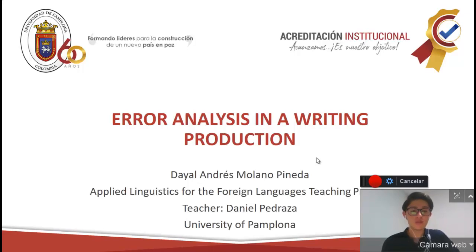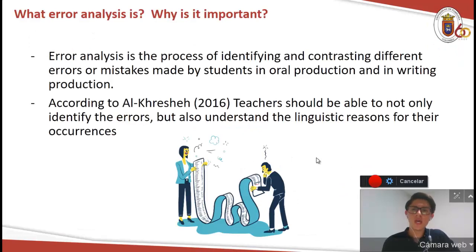I'm a foreign language student at the University of Pamplona, and today I'm going to talk a little bit about error analysis in writing production. First of all, we must define what error analysis is and why it is important. Error analysis is the process of identifying and addressing different errors or mistakes. That gives the teacher the possibility to understand how and why the errors are made, right?